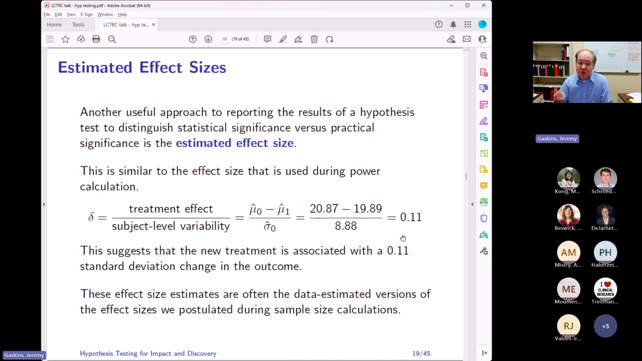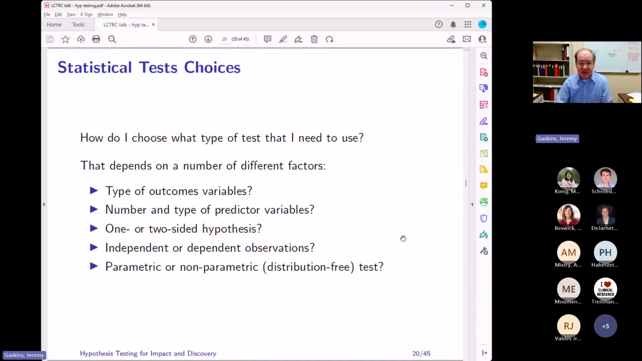And we think about that relative to the standard deviation between individuals, which is 8.88, at least in the control group, right? And so this tells us that treatment is associated with a 0.11 standard deviation change in our outcome. Again, that's not terribly high. An effect size of 0.1 would not, again, be quite strong in this case. But in other cases, this can be a helpful measure, especially if I want to try to argue that my result is practically significant, even if it's not statistically significant.